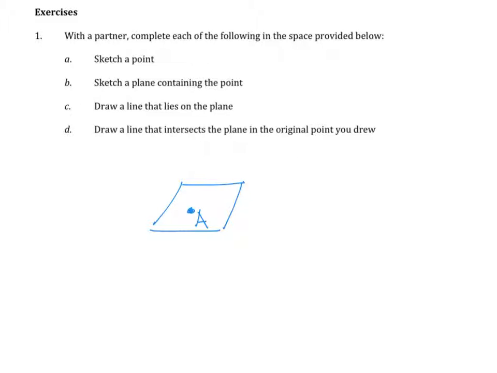So now we're asked to draw a line that lies on the plane. So there's my line. I'll label it with a scripted L, and then draw a line that intersects the plane in the original point you drew.